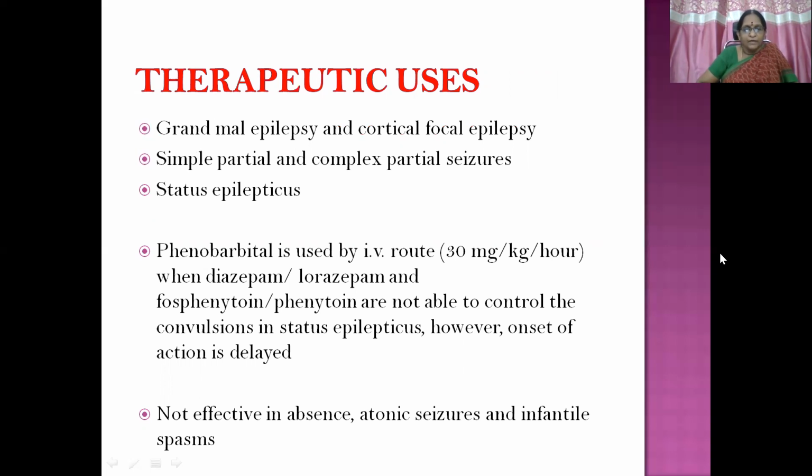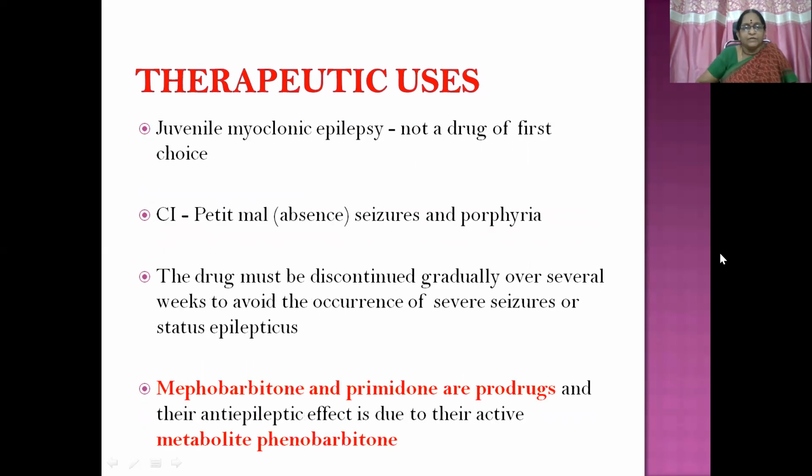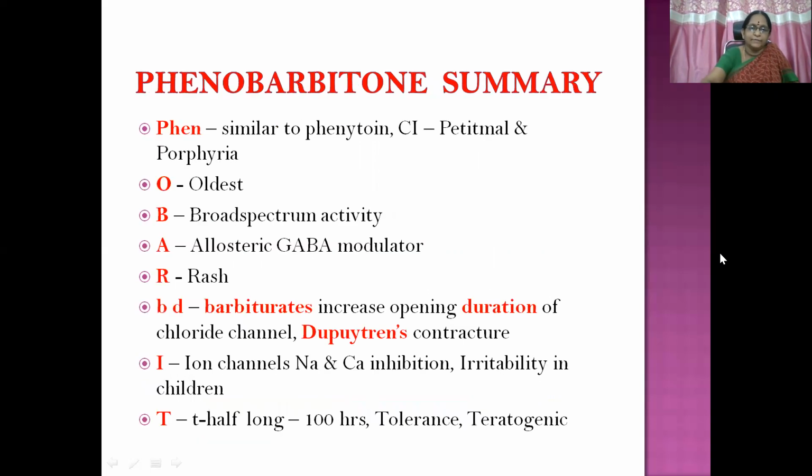Okay. Not effective in absence seizures, same is the case with phenytoin, atonic seizures, and infantile spasms. It is also not used for juvenile myoclonic epilepsy, contraindicated in petit mal epilepsy and porphyria, and gradual withdrawal should be done. And methylbarbital and primidone are prodrugs, and their anti-epileptic effect is due to their active metabolite, that is phenobarbital. Primidone is again getting converted into phenobarbital.